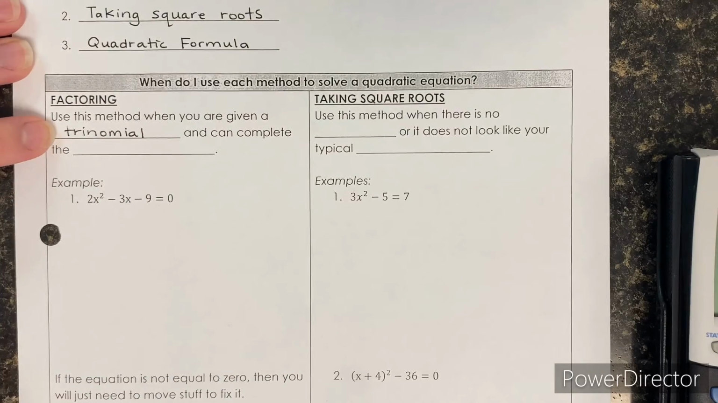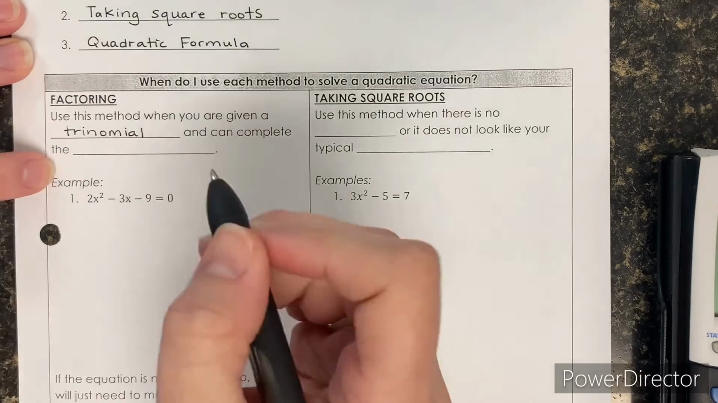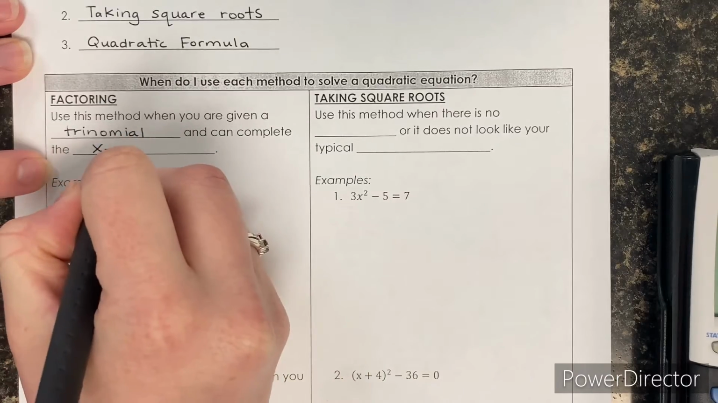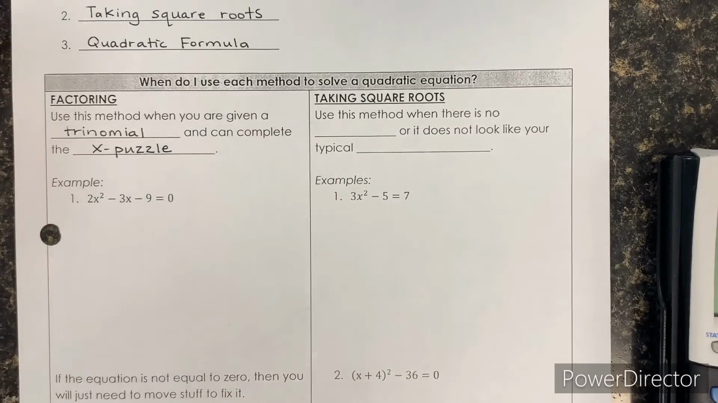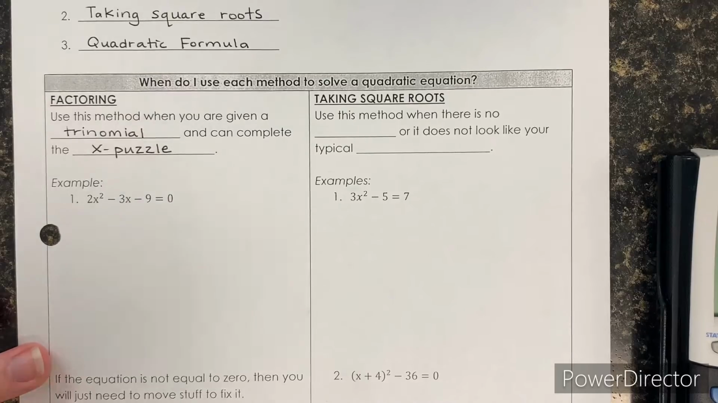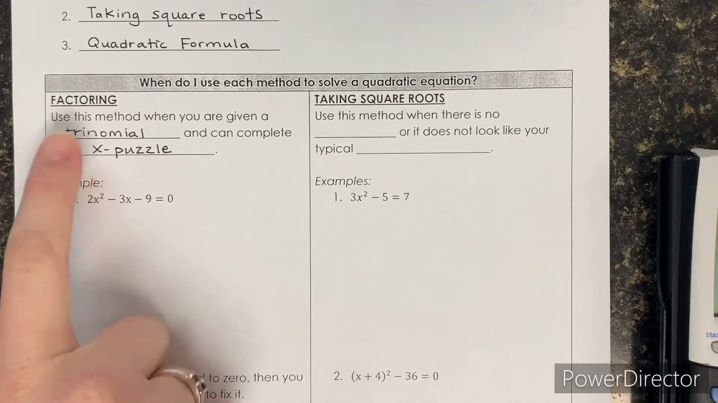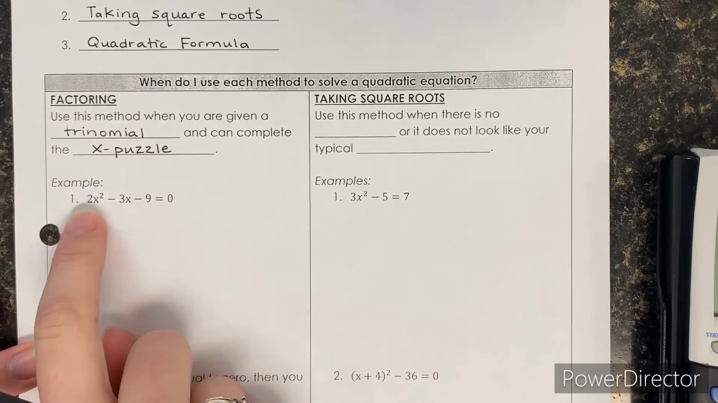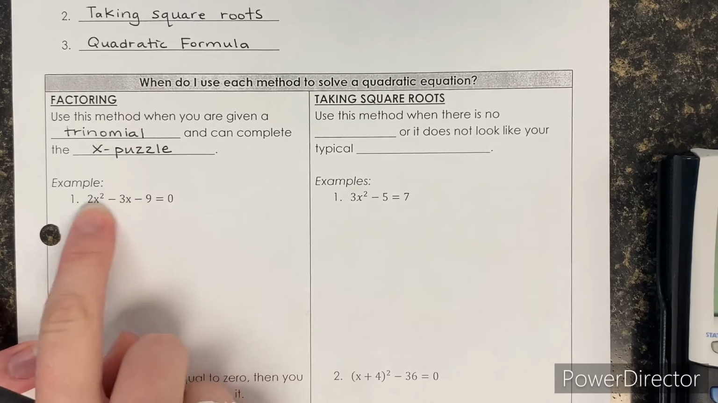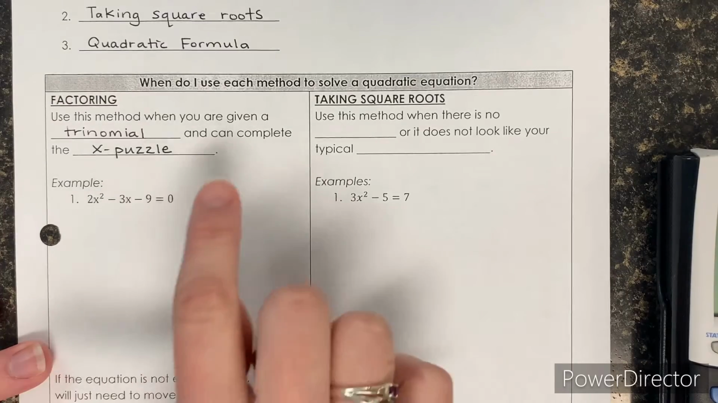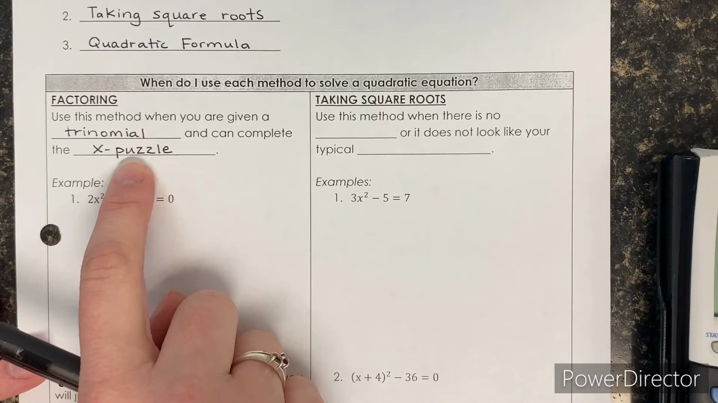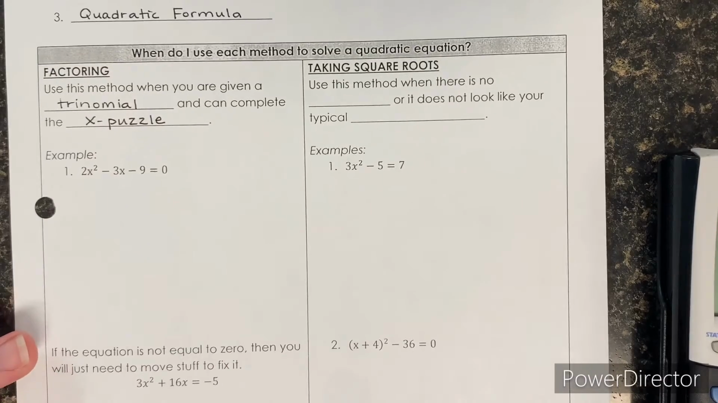So you're given a trinomial and can complete the X puzzle, which I'll remind you what that is. So again, factoring, you're going to use it when you're given a trinomial. Remember, that just means that you have 3 terms. So when we look at this example number 1, we have 1, 2, 3. So the left side is a trinomial. The other requirement for factoring is you have to be able to complete that X puzzle. So here's what I mean.